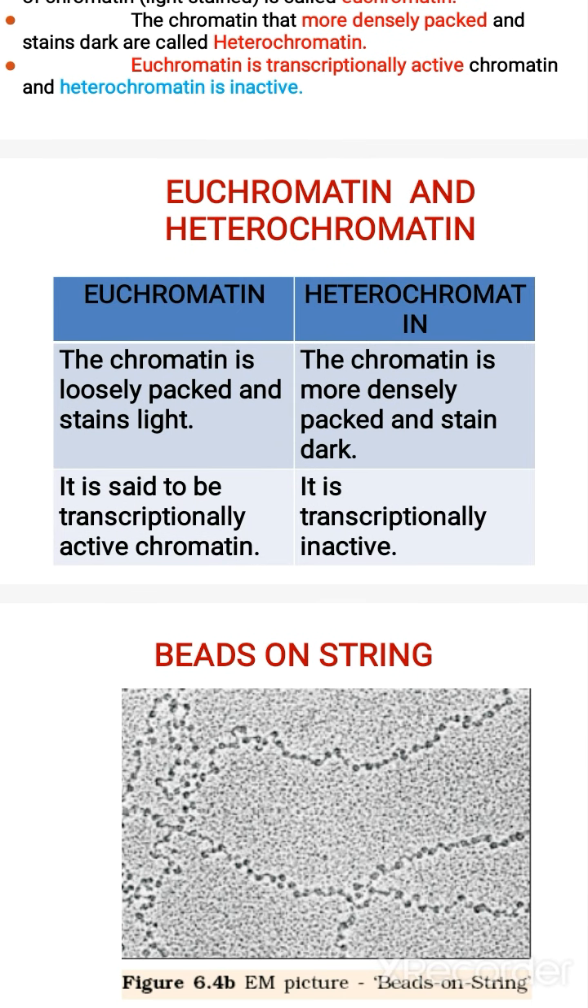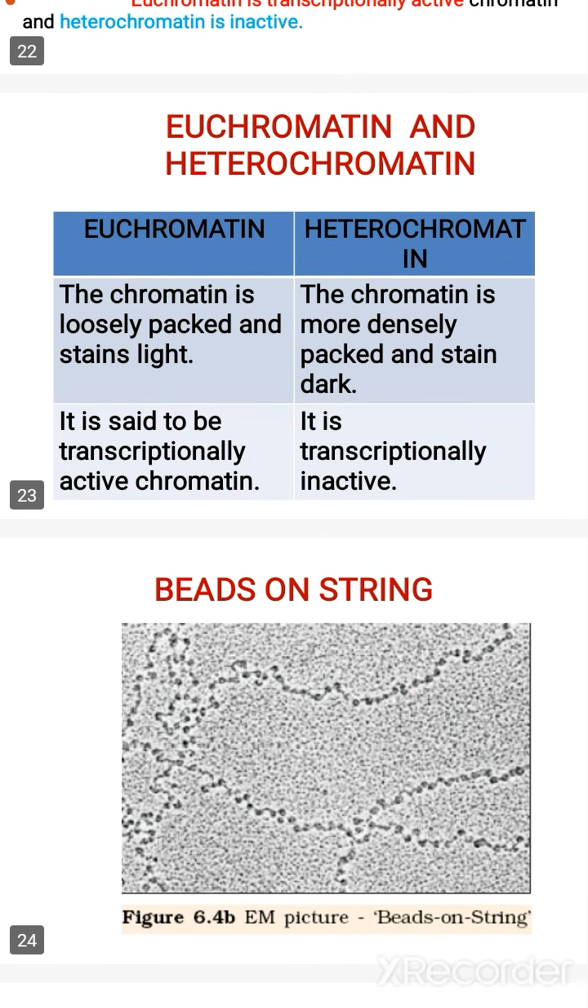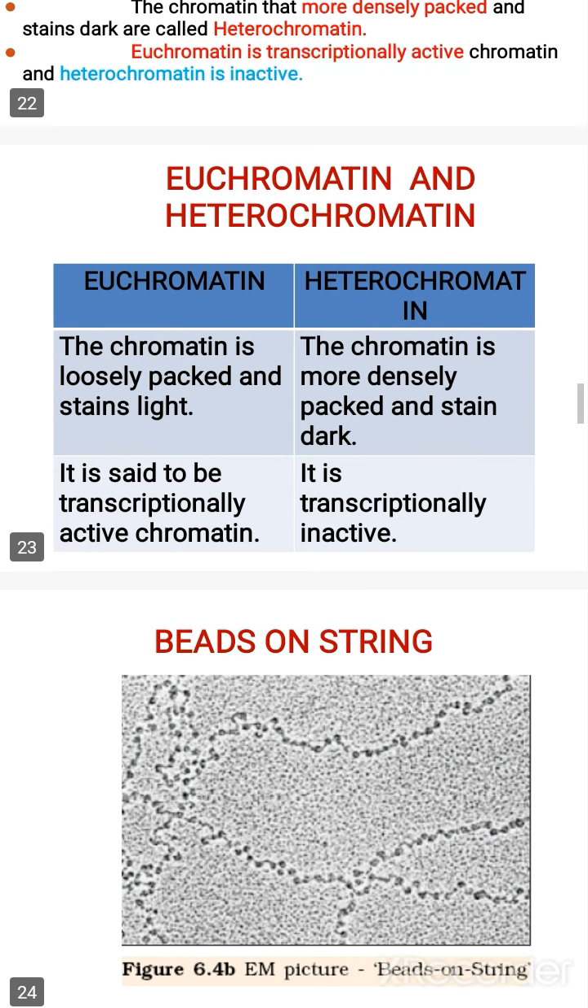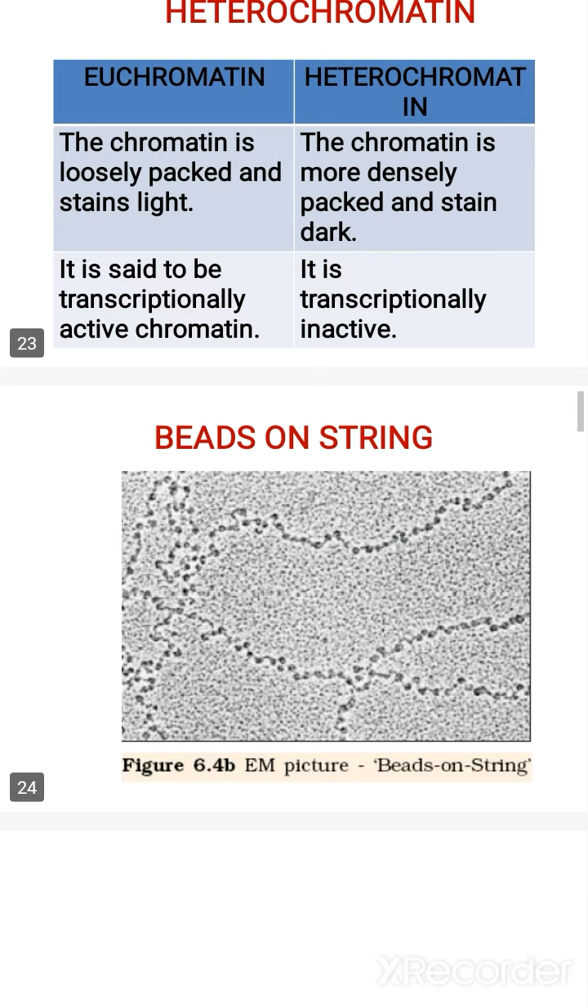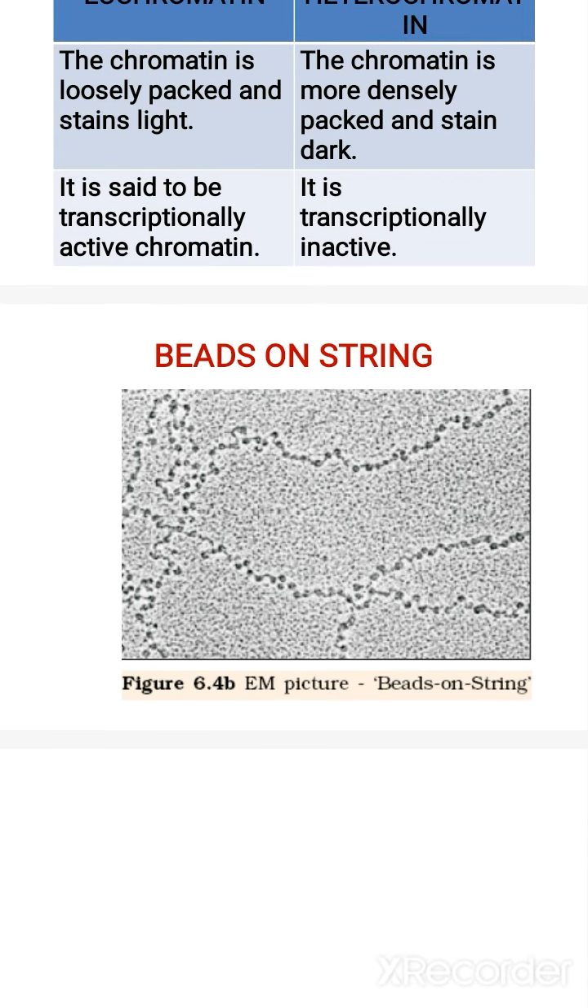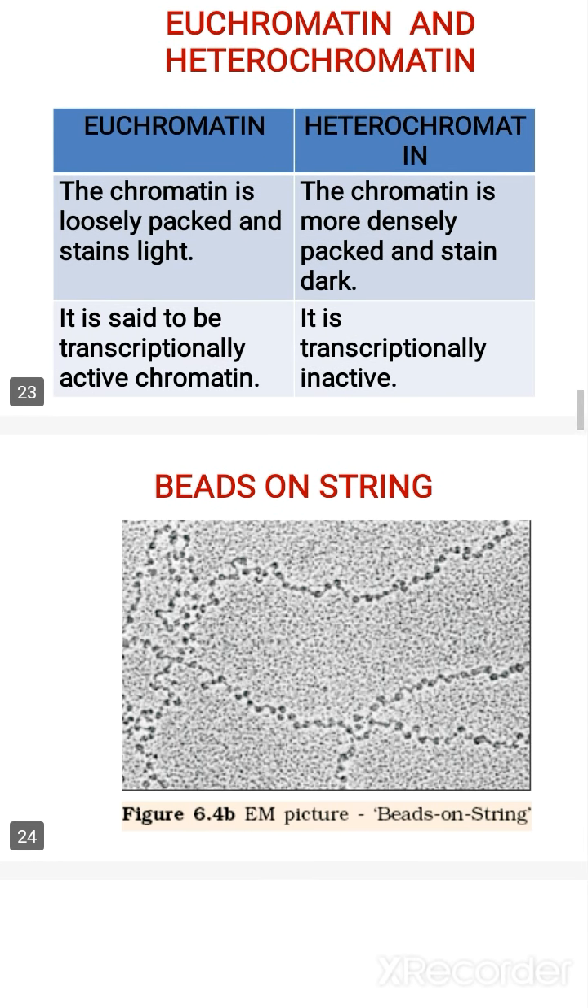You can see the differences between euchromatin and heterochromatin. Euchromatin is loosely packed and stains light, and heterochromatin is densely packed and stains dark. The transcriptionally active portion is euchromatin, and the transcriptionally inactive portion is heterochromatin. You can see the photograph. It is looking like beads on a string. It is an electron microscopic feature.